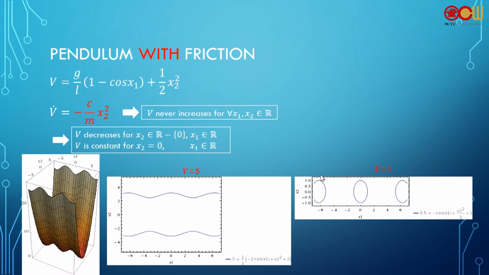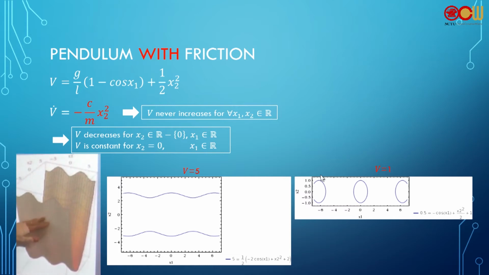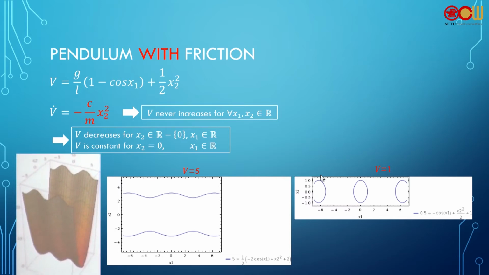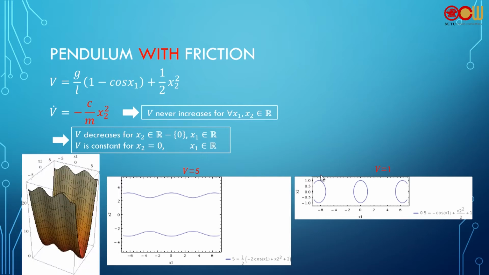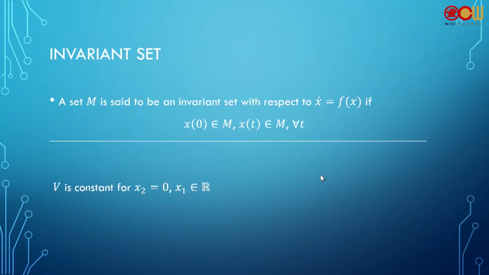For V is constant, it could be, for example, if V is 5, this is the level set. For V is 1, it is here. The level set is like this. Okay. So for now, we can only say V is constant for x2 equal to 0. But we need to figure out what x1 is. So to figure out what x1 is, here we introduce an invariant set.